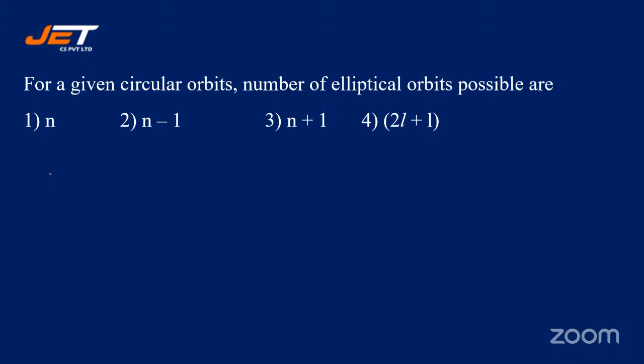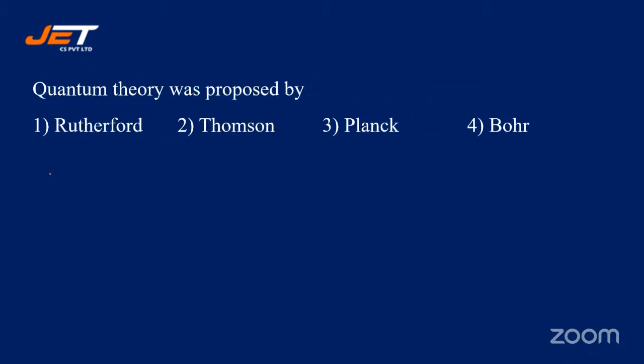Okay, I hope everyone has done. Every one of you have answered the question, students. Okay, I'm revealing the correct answer. That is option number 2, n minus 1. Next question, students. Quantum theory was proposed by, and your options are number 1, Rutherford, option number 2, Thomson, option number 3, Planck, or is it option number 4, Bohr?